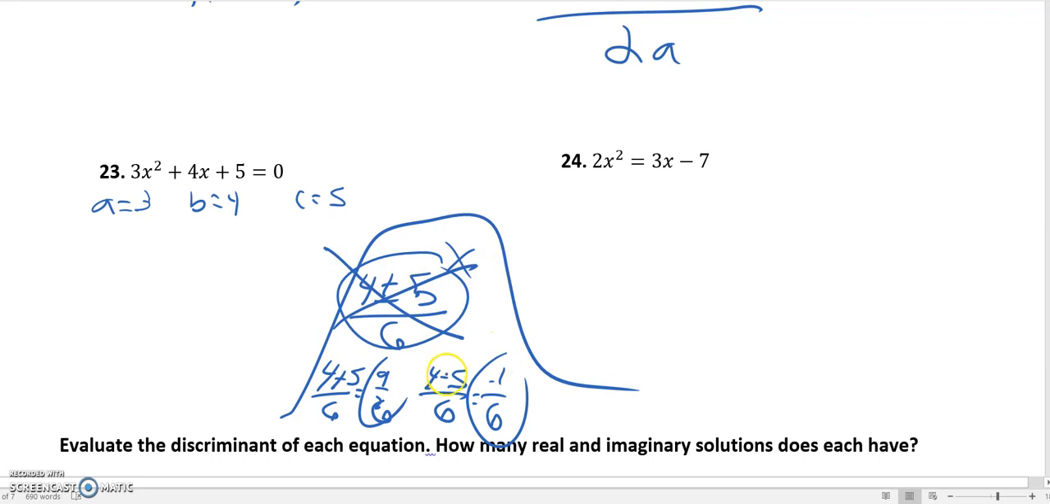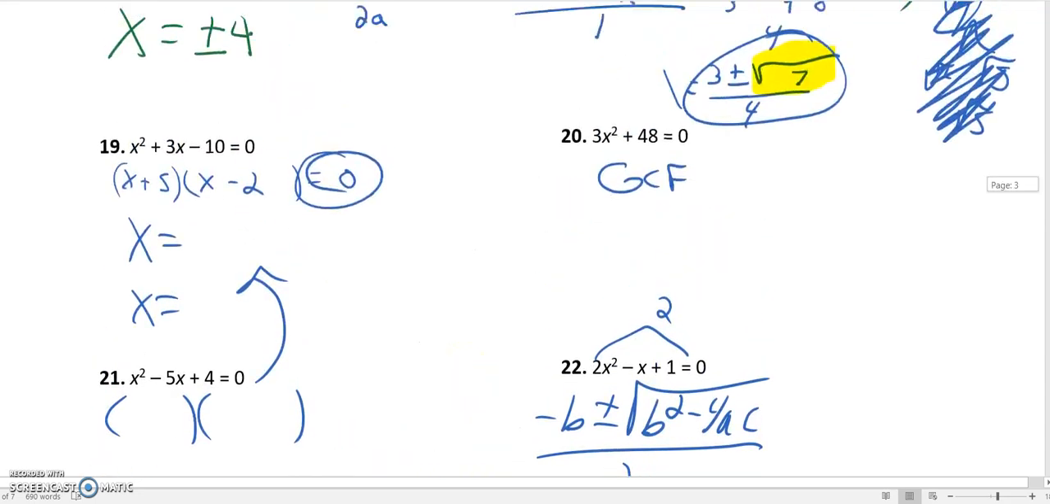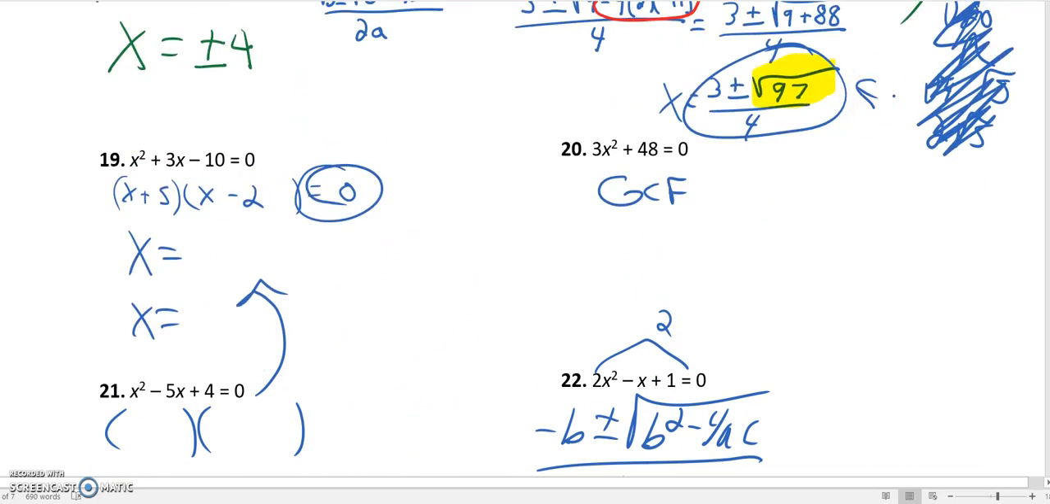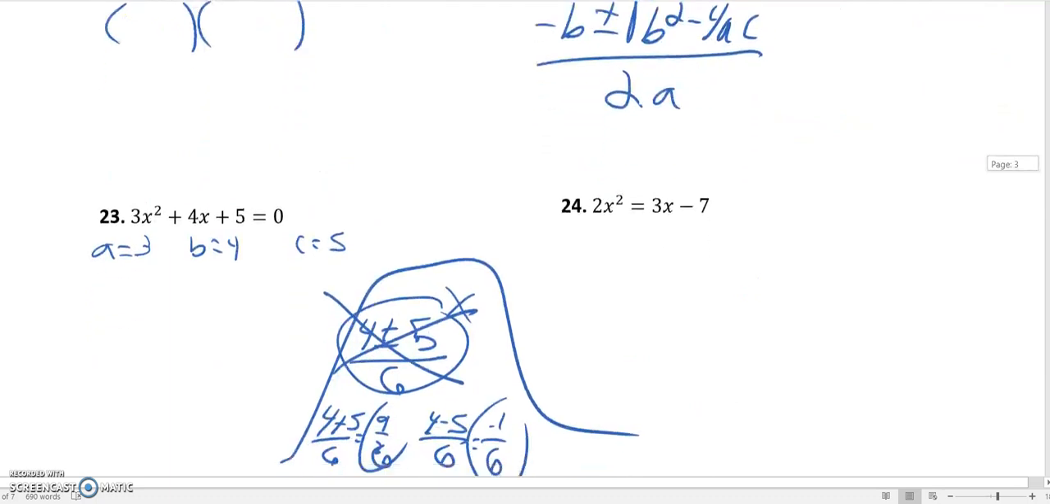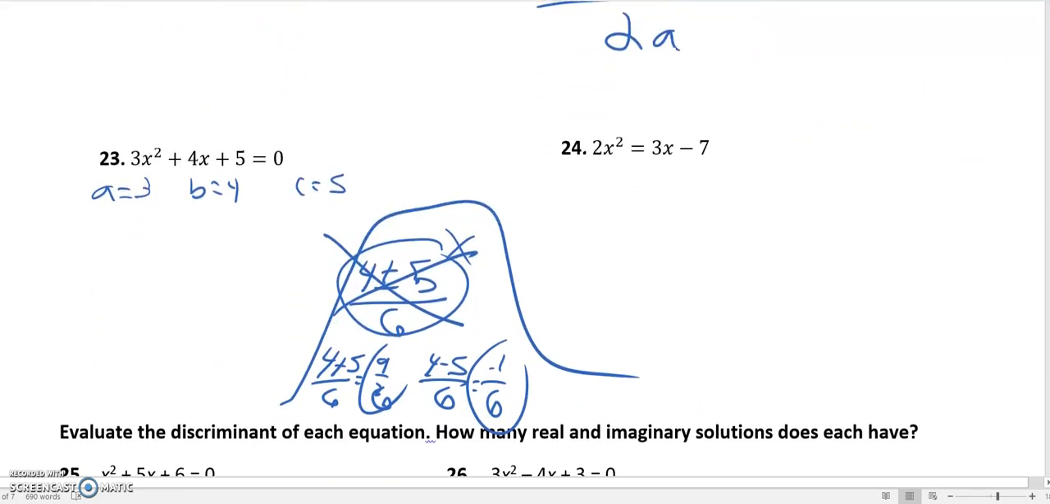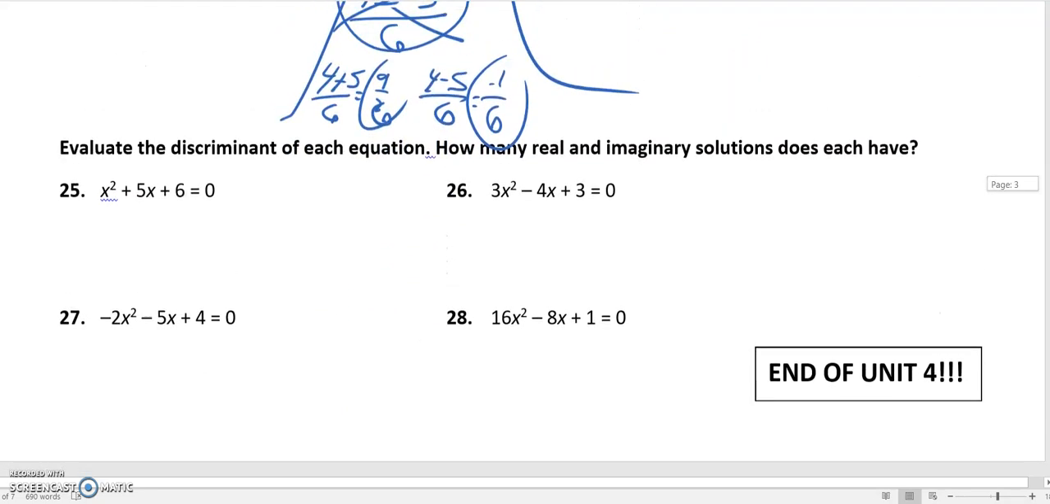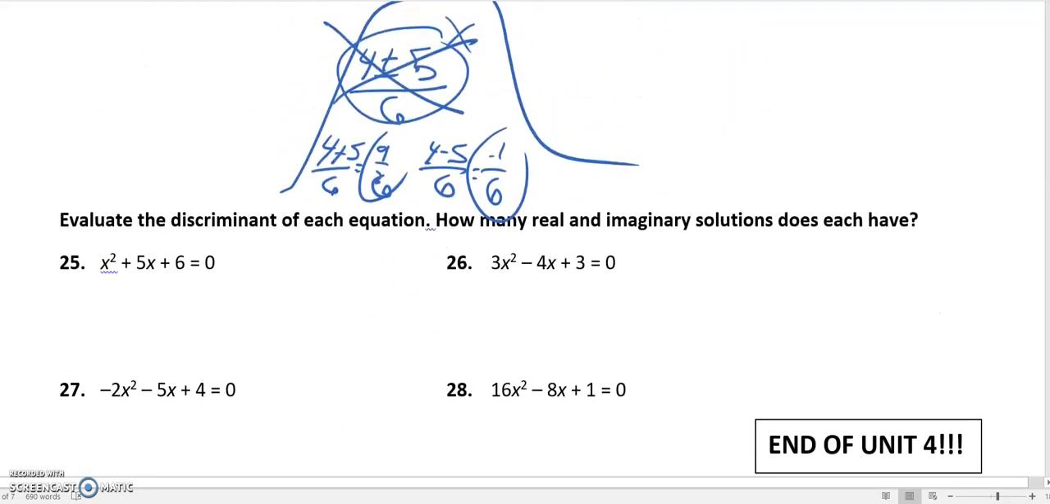Make sure you actually break down to them plus and minus, assuming that the square roots go away. So the example up here, that 97 did not go away, so just leave it like that. But if the square root goes away, go ahead and simplify, and that should also help you a little bit with 24. Very last thing to talk about is discriminants.